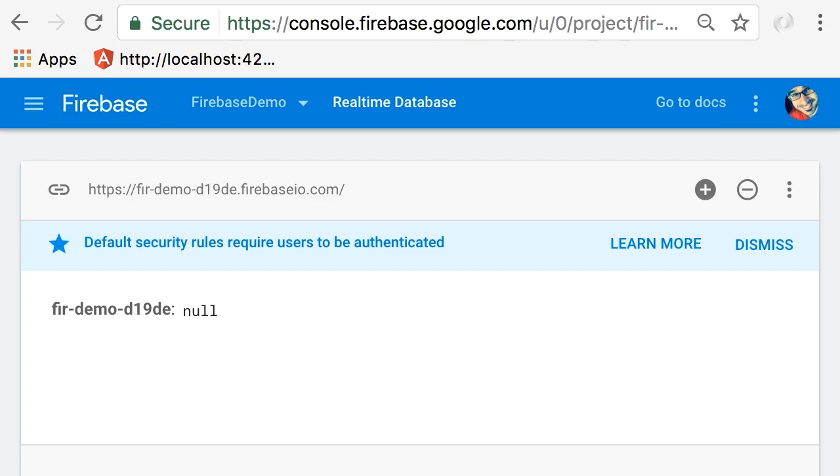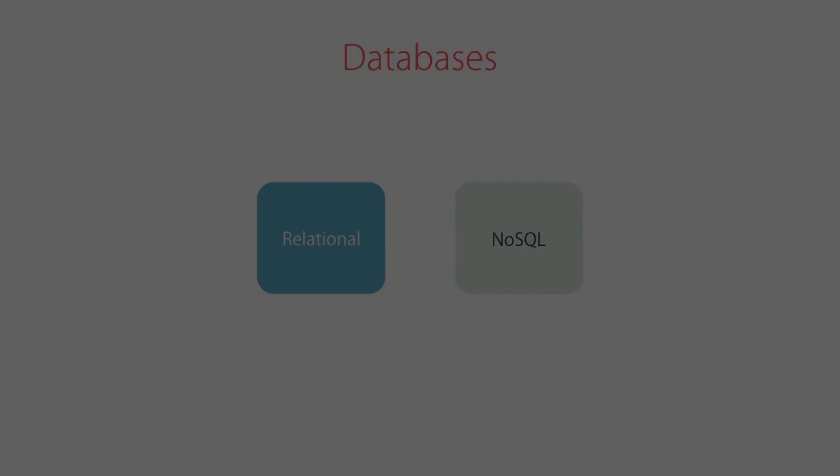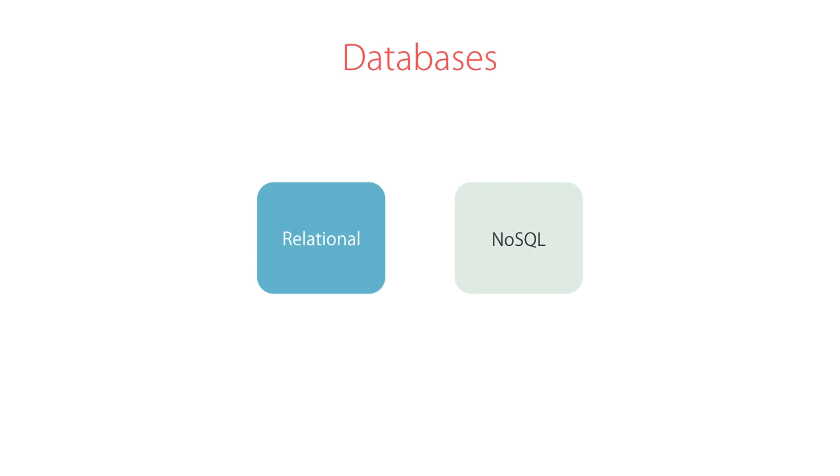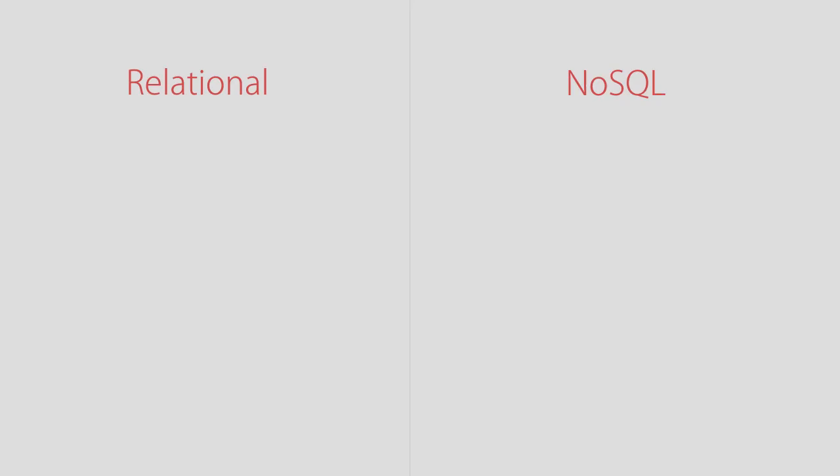Now, if you have any experience with databases, you know that in general, we have two types of databases: relational databases and NoSQL databases, which are also called document databases. In relational databases, we have tables and relationships, and each table has one or more records. We refer to the combination of these tables and their structure as the schema of the database.